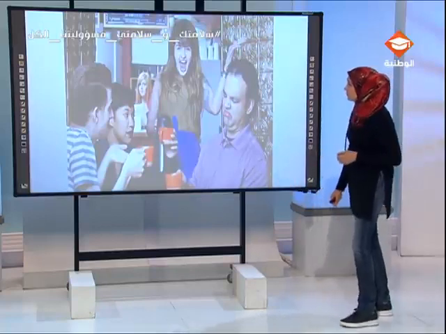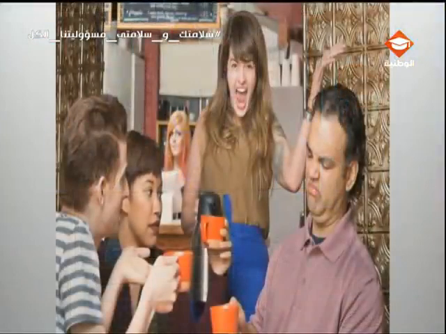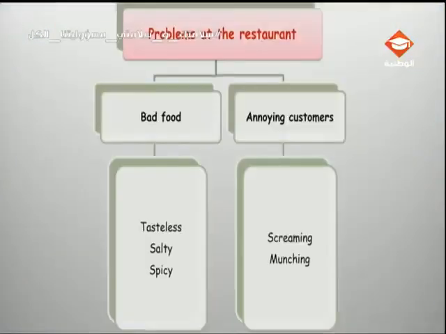Now, you can see these are some customers. How can you describe these customers? They are annoying customers. They are annoying because they are screaming, they are munching food, and these are two things that are against table manners. Of course, we shouldn't scream or munch or stretch to have something from the other side of the table. We must be polite at the restaurant and, of course, at home while eating.